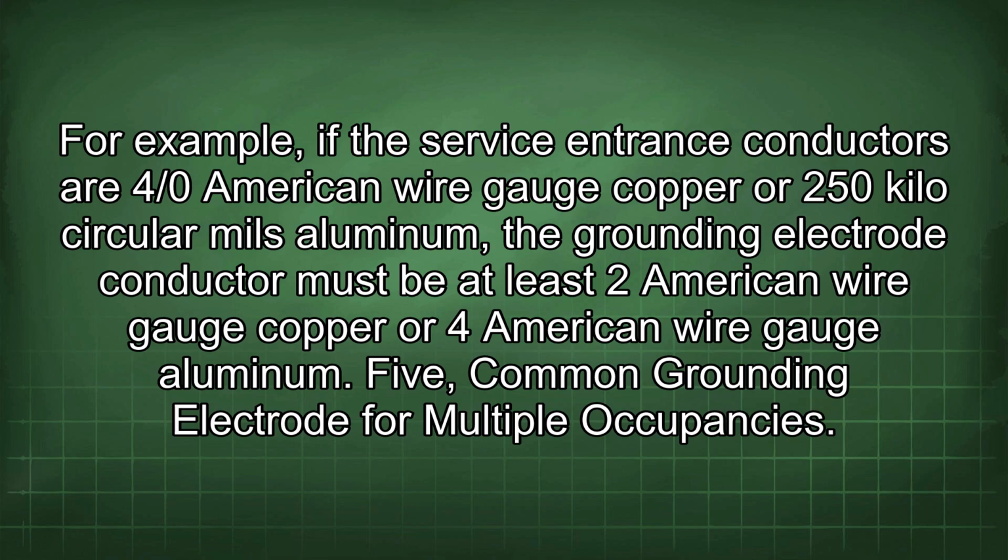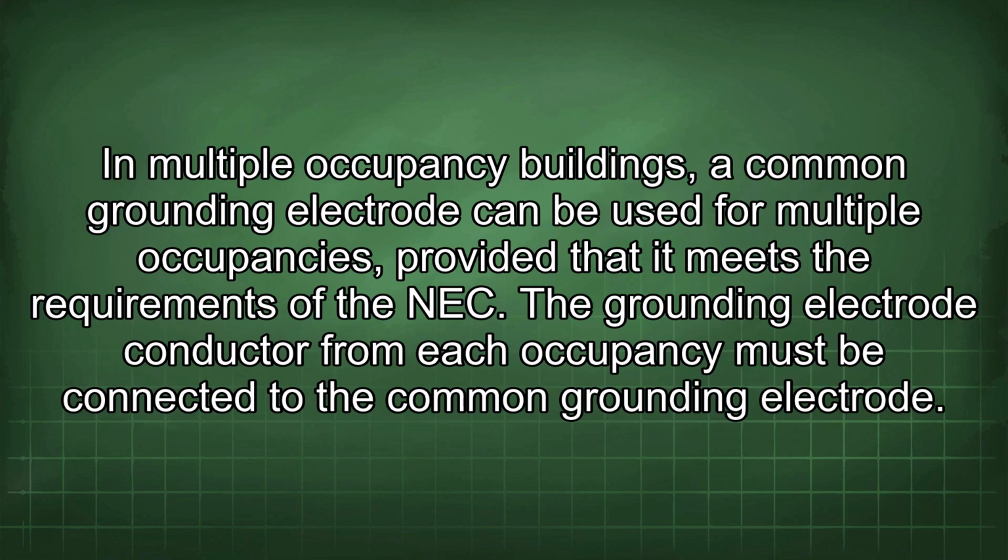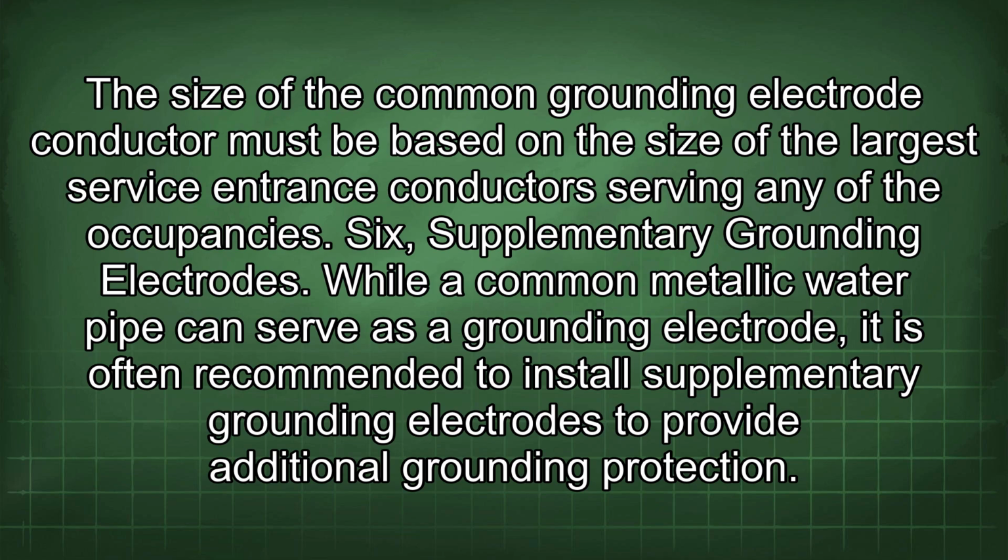5. Common grounding electrode for multiple occupancies. In multiple occupancy buildings, a common grounding electrode can be used for multiple occupancies provided that it meets the requirements of the NEC. The grounding electrode conductor from each occupancy must be connected to the common grounding electrode. The size of the common grounding electrode conductor must be based on the size of the largest service entrance conductors serving any of the occupancies.